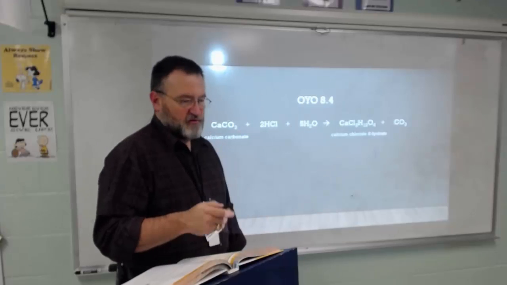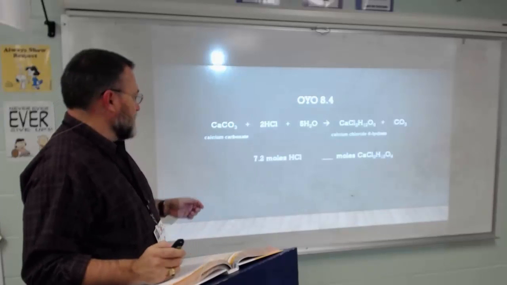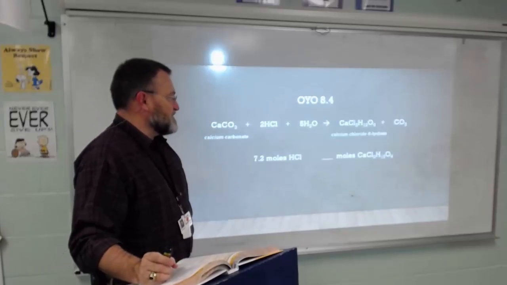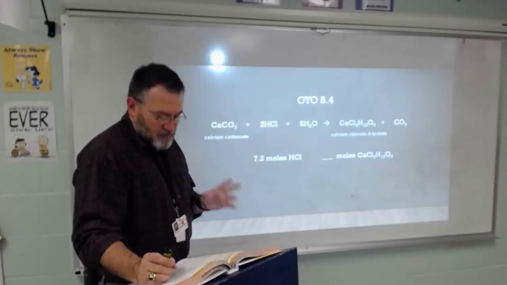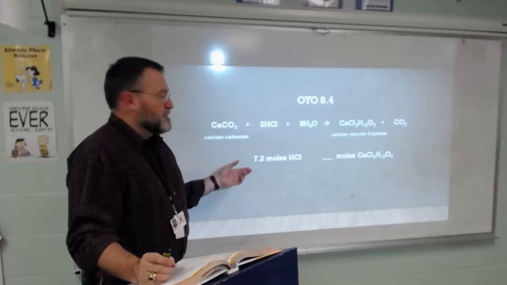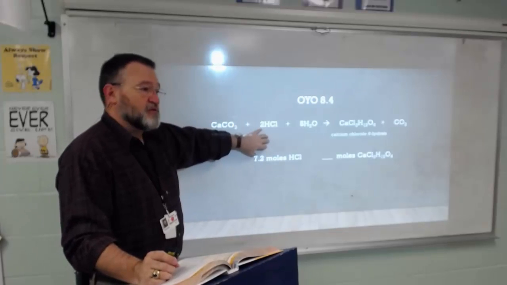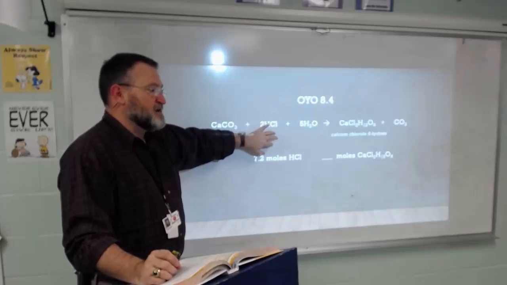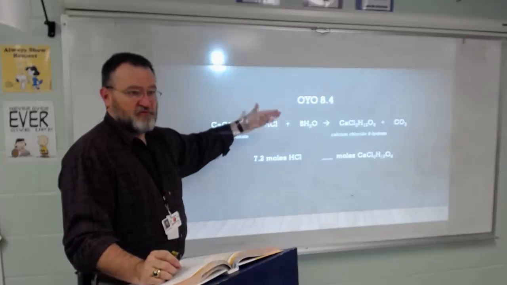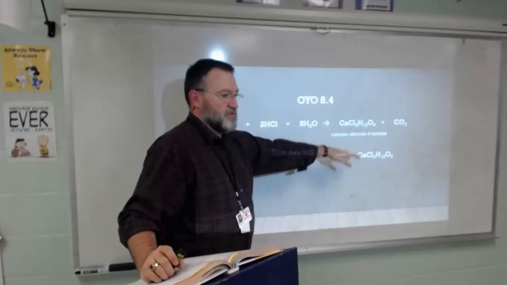So if we were told in this case that we have 7.2 moles of hydrochloric acid and we're trying to figure out how many moles of calcium chloride 6 hydrate would be made, we're intentionally leaving a gap here because we're going to fill this in with a piece of information, actually time permitting, either today or tomorrow. We're going to start working not from moles, but from grams, moving from grams to moles to moles, and then back up from moles to grams.